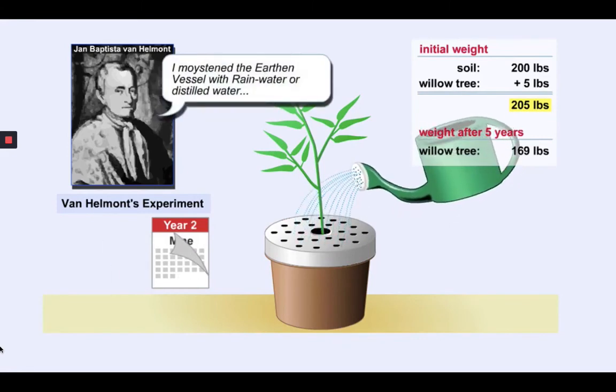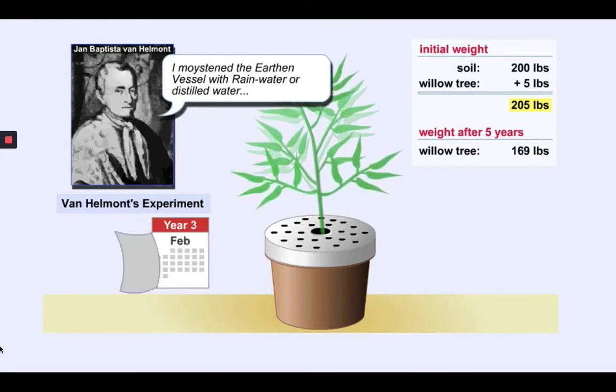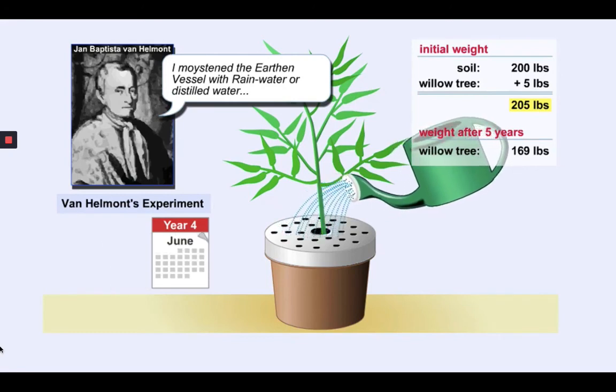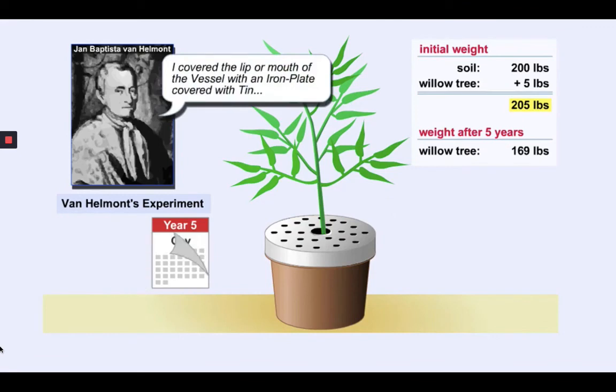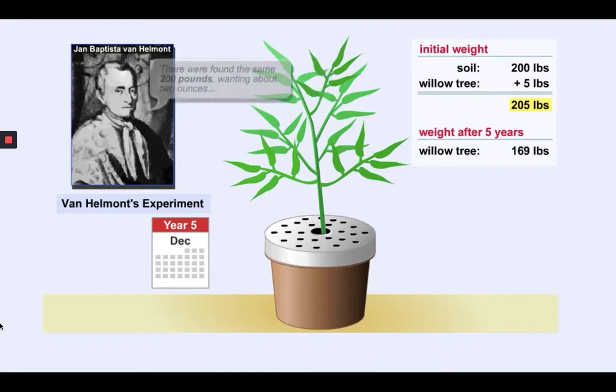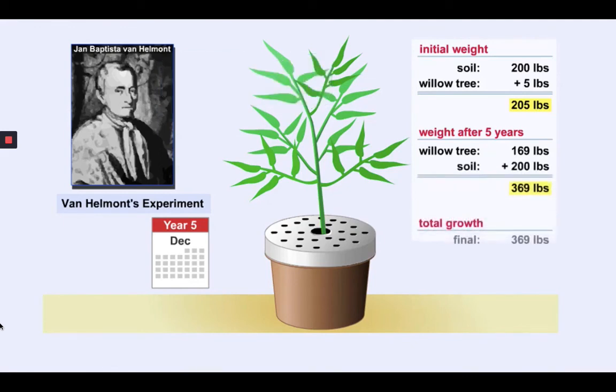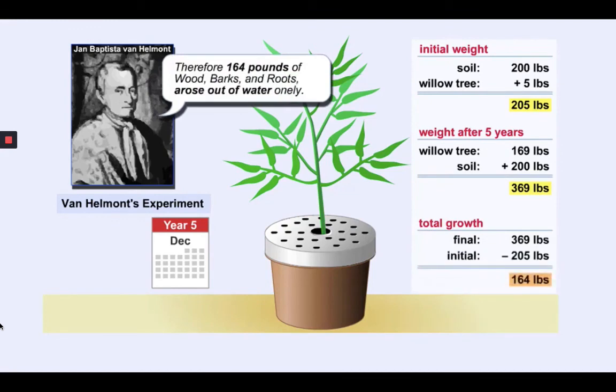But I moistened the earthen vessel with rainwater or distilled water, always when there was need, and it was large and implanted into the earth, and lest the dust that flew about should be commingled with the earth, I covered the lip or mouth of the vessel with an iron plate covered with tin, and easily passable with many holes. I computed not the weight of the leaves that fell off in the 4 autumns. At length I again dried the earth of the vessel, and there were found the same 200 pounds, wanting about 2 ounces. Therefore 164 pounds of wood, barks, and roots arose out of water only.